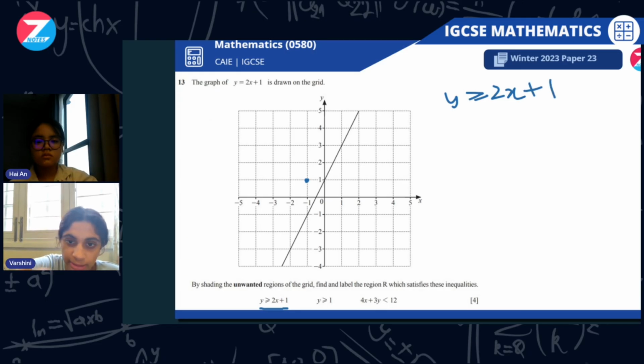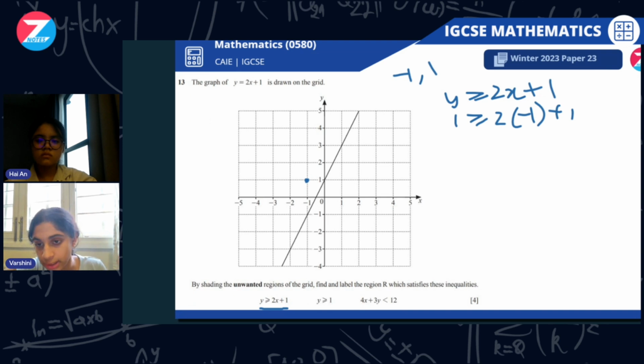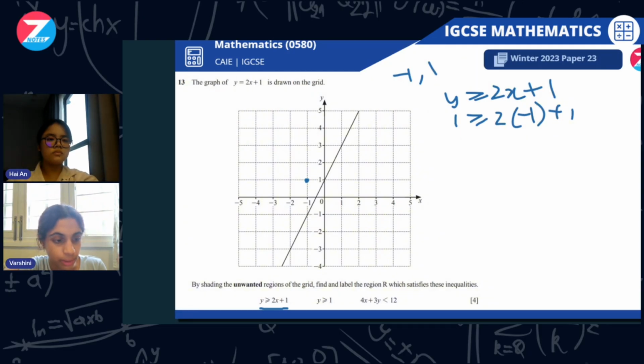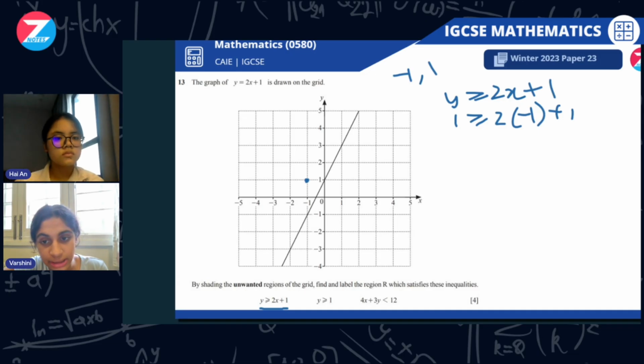Over here we're taking the point minus 1, comma 1. So 1 greater than or equal to 2 into minus 1 plus 1. Is 1 greater than or equal to 2 into minus 1 plus 1? If you do 2 into minus 1 plus 1 in your calculator, you get minus 1. And so this statement that you made is true. 1 is greater than 2 into minus 1 plus 1.